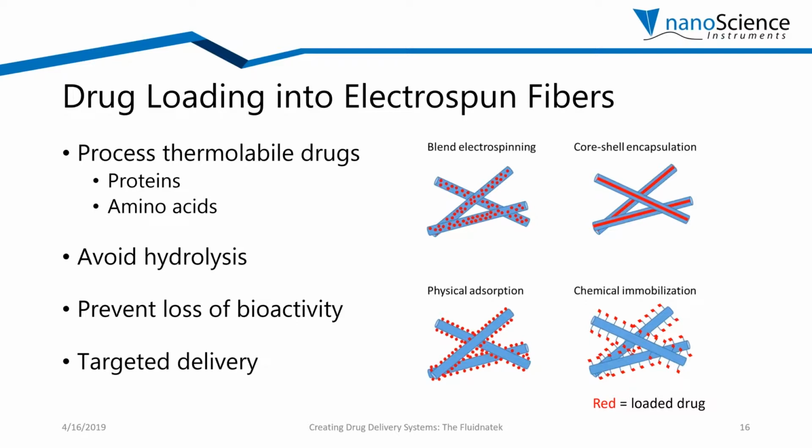We also have core-shell encapsulation. In this case, the drug is inside the fiber or the particle, and the drug can be protected from the harsh in vivo environment and avoid hydrolysis over time, if that is the application. And then finally, we also have physical absorption and chemical immobilization. In these two cases, the drug is loaded after the sample is created. Based on this, an electrospun mat or electrosprayed particles can achieve specific drug delivery rates.